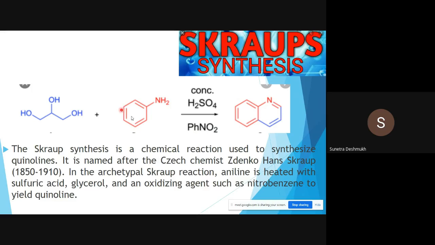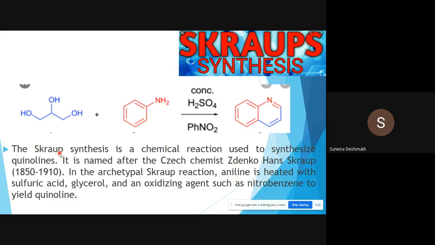Pay attention: this benzene ring and nitrogen come from the aniline, and the remaining three carbon atoms come from the glycerol. Here I have shown the 1, 2, 3 carbon atoms coming from the glycerol, and the remaining benzene ring and nitrogen atom coming from the aniline.